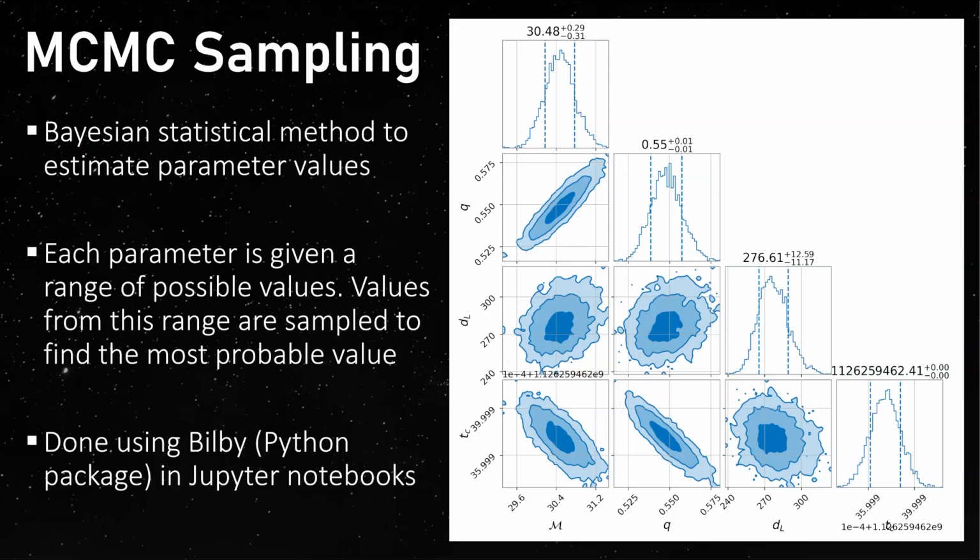To estimate our parameter values, we use the MCMC method. It's a Bayesian statistical method in which each parameter is given a range of possible values. Values from this range are sampled for using Python packages like Bilby to find the most probable one. The results can be visualized using corner plots like the one in this image, which shows the Gaussian posterior distributions of the parameters I sampled.